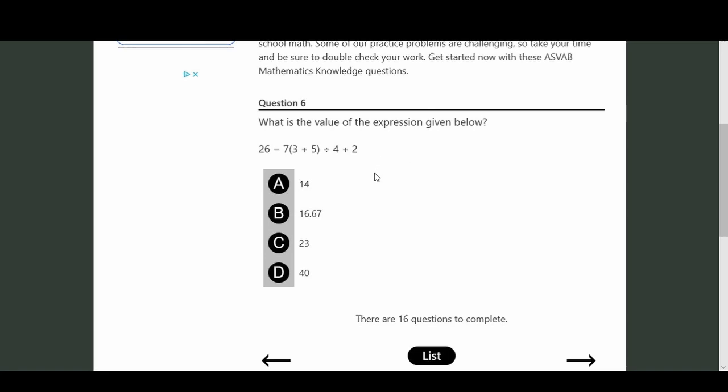Number 6 says, what is the value of the expression given below? 26 minus 7 times (3 plus 5) divided by 4 plus 2. Whenever you see something jumbled up like this, you should know immediately that you're going to have to use PEMDAS to solve the problem. PEMDAS refers to the order in which you work out these problems. That is, you work on parentheses first, you work exponents next, you do multiplication and division from left to right, and you do addition and subtraction from left to right.